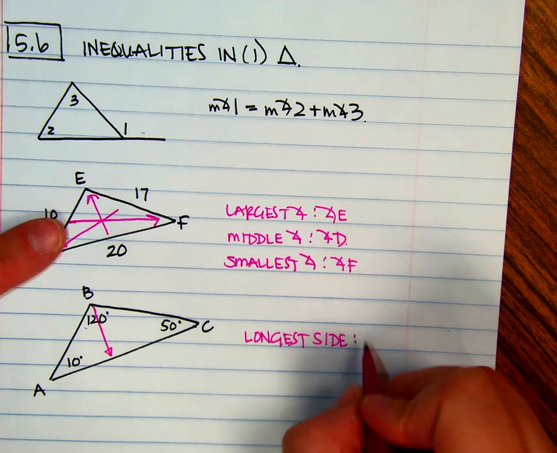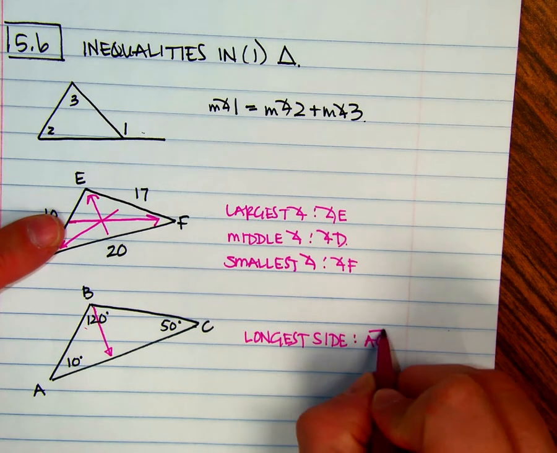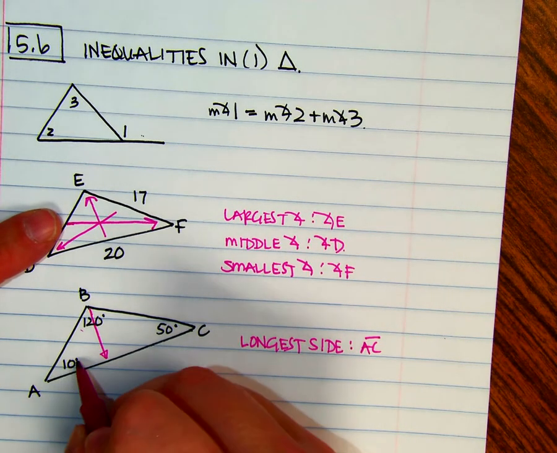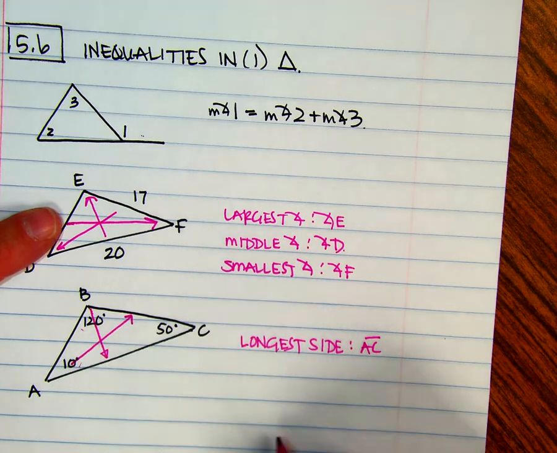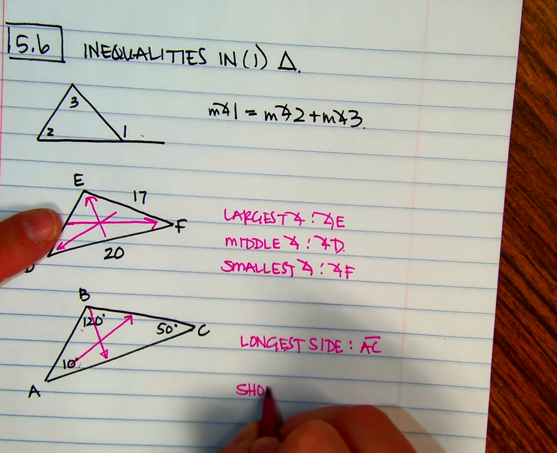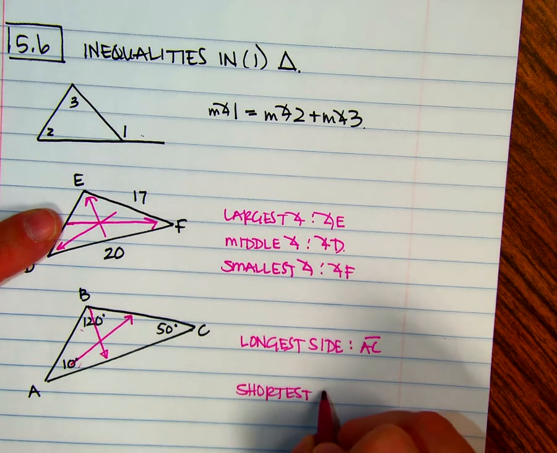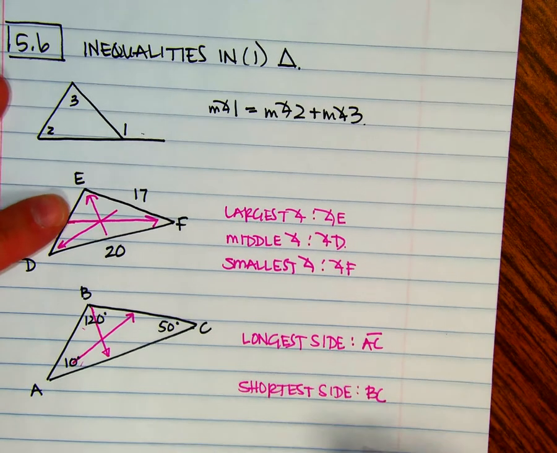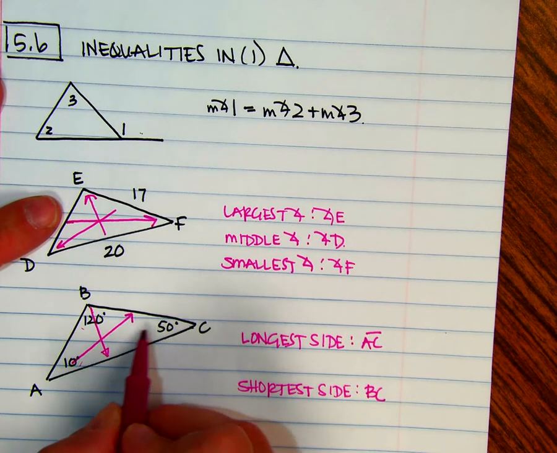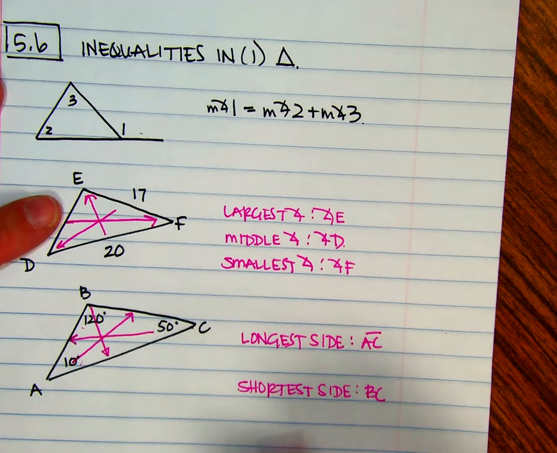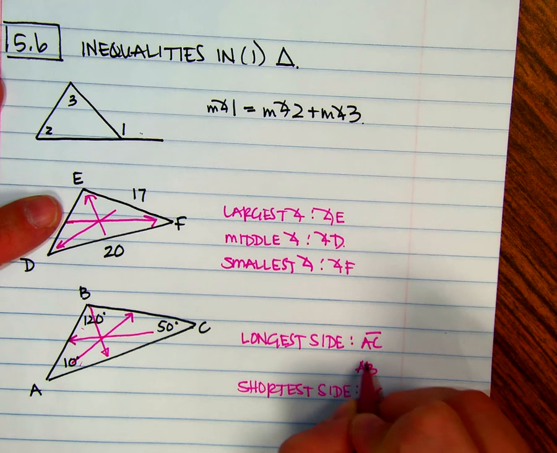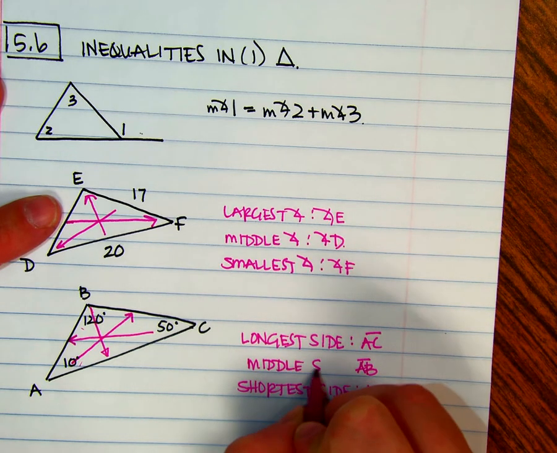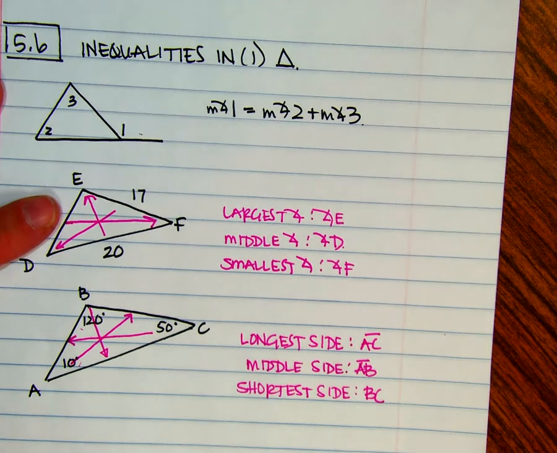And it's a side, so it is going to be written as a segment. 10 is the smallest angle, so it's going to be opposite the shortest side. So that would be BC. And again, 50 is the angle measure in the middle, so the side opposite is going to be AB, which is the middle length of side. Okay?